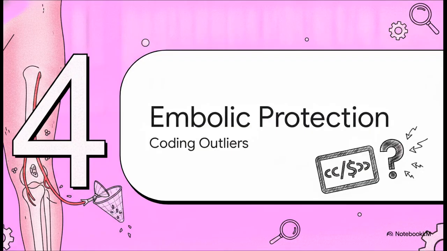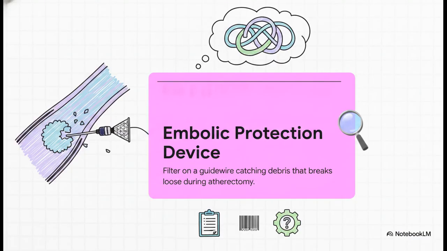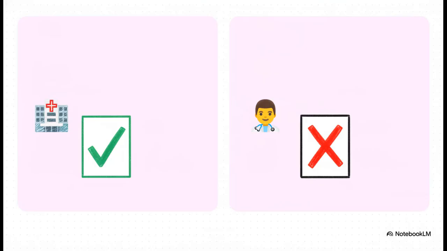All right, Section 4, Embolic Protection. Let's talk about some coding outliers. So because atherectomy actively cuts and shaves away plaque, there's always a risk of debris breaking loose. To mitigate this, physicians often deploy an embolic protection device. Think of it as a tiny filter or basket attached to a guide wire, placed just beyond the treatment site to catch that floating debris or thrombus. It's a fantastic clinical tool for sure, but coding for it, it's a massive trap.